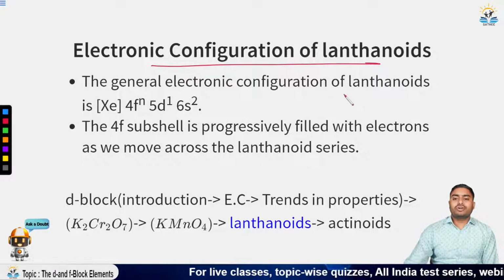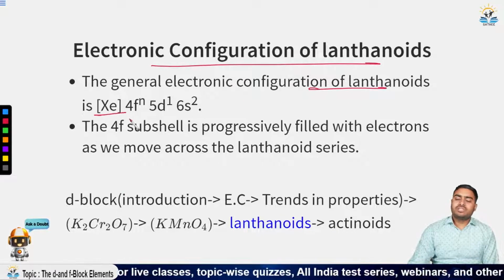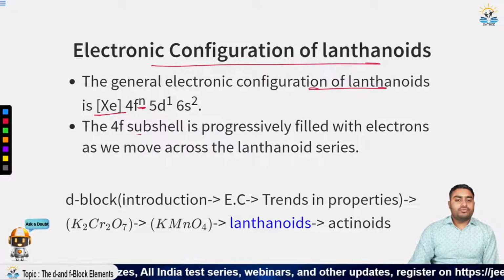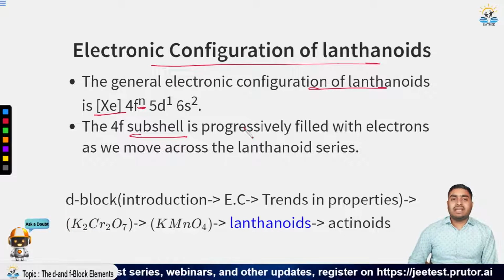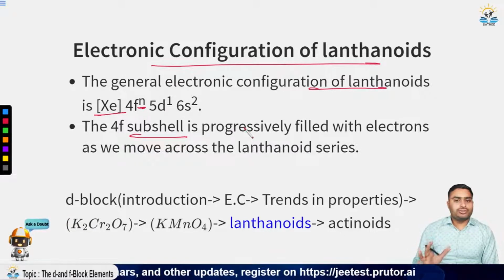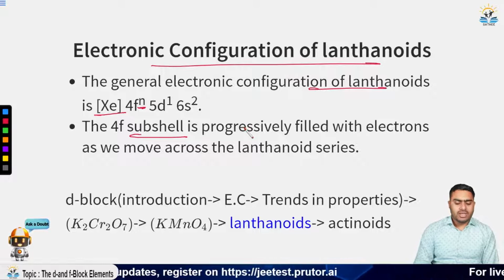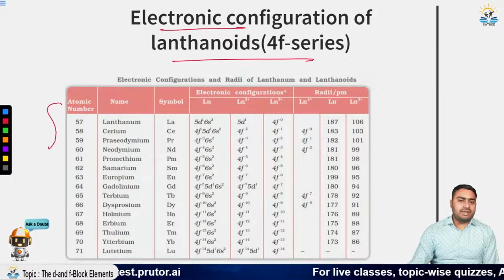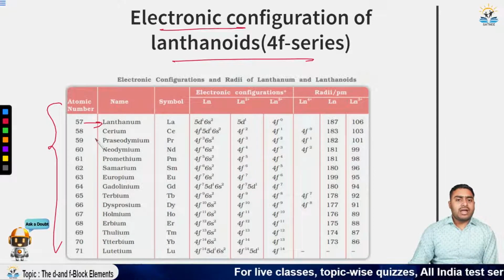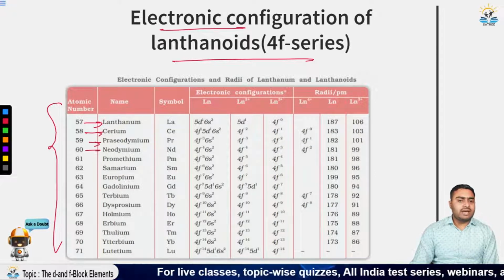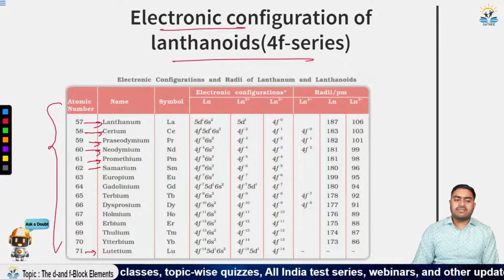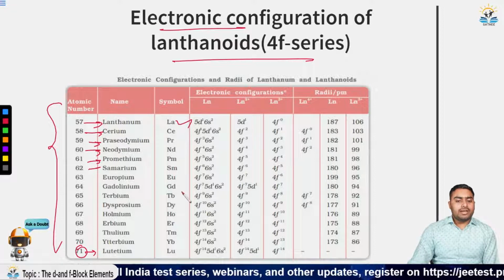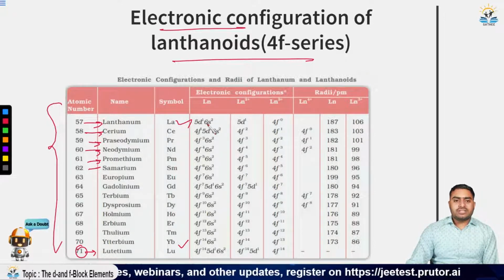Let's move to the electronic configuration of lanthanides. The general electronic configuration varies: xenon, which is 54, then 4f n, where n will vary, 5d1, 6s2. So the 4f subshell is progressively filled with electrons as we move across the lanthanoid series. I will show the electronic configuration. You can see here the electronic configurations of each element. 57 is lanthanum, 58 cerium, then 59, 60, 61, and so on, up to 71, Lu, which is lutetium. You can see the electronic configuration 5d1, 6s2.